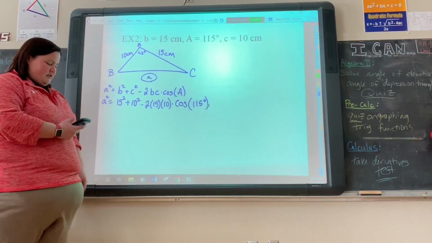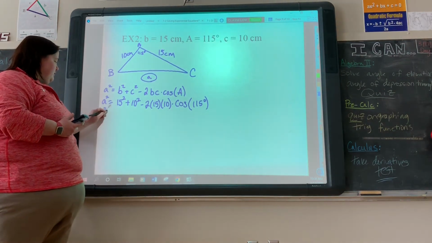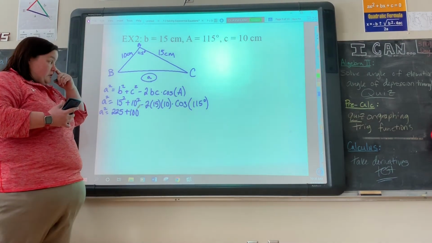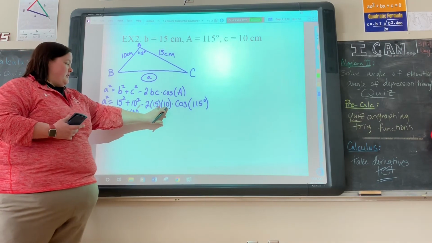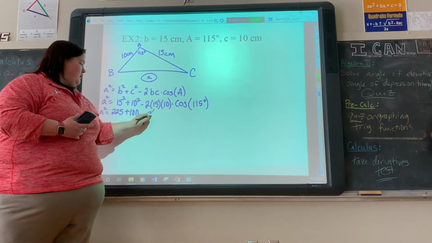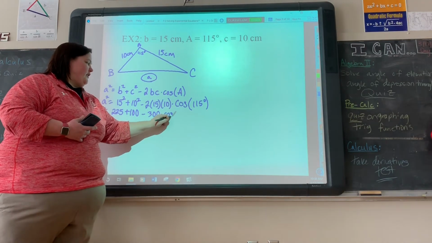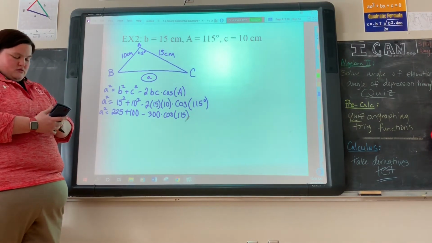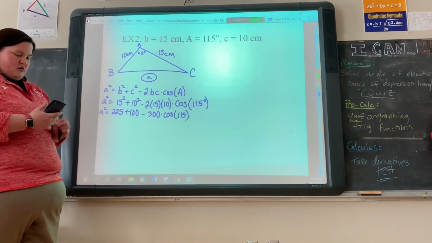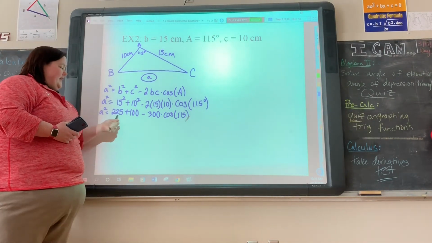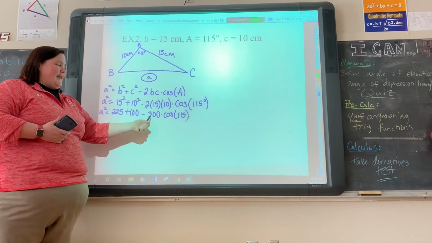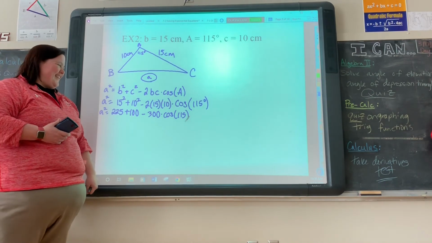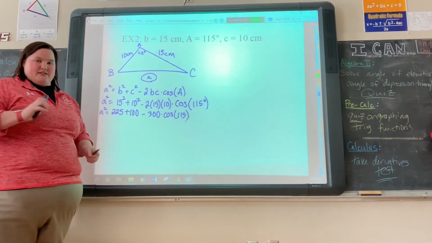So we got 15 squared. I'm going to go ahead and solve that out. That's 225. 10 squared is 100. And take 2 times 15, which is 30, times 10, which is 300. And then times cosine of 115. You could add these together, make that 325 if you want, but you cannot subtract the 300 yet, because 300 needs to be multiplied by cosine of 115, sorry, I said 15.